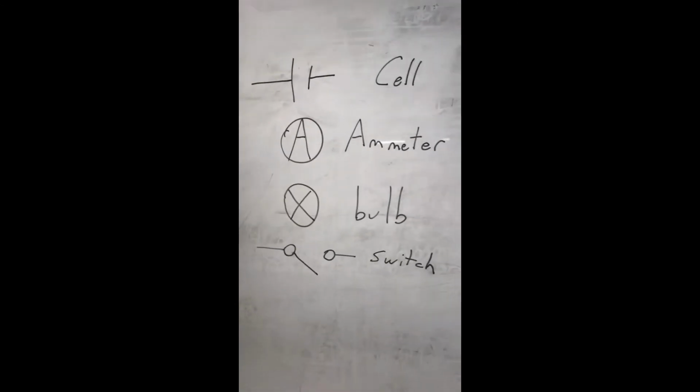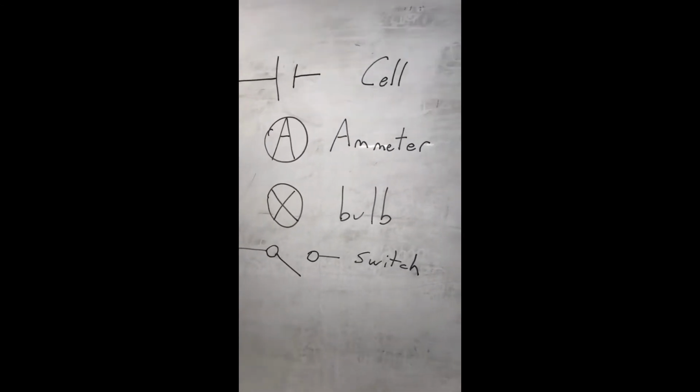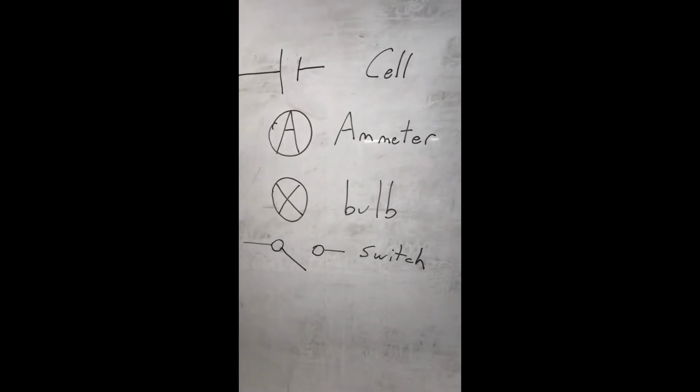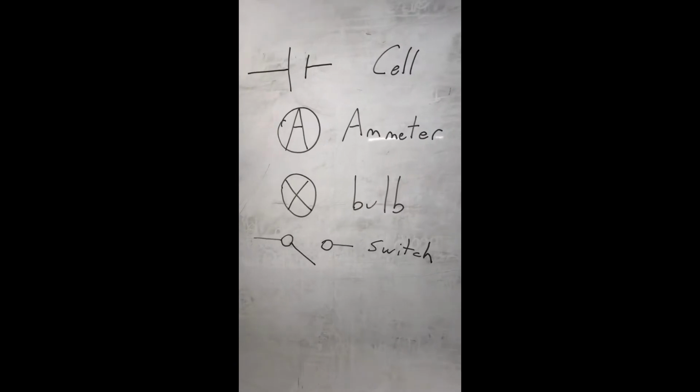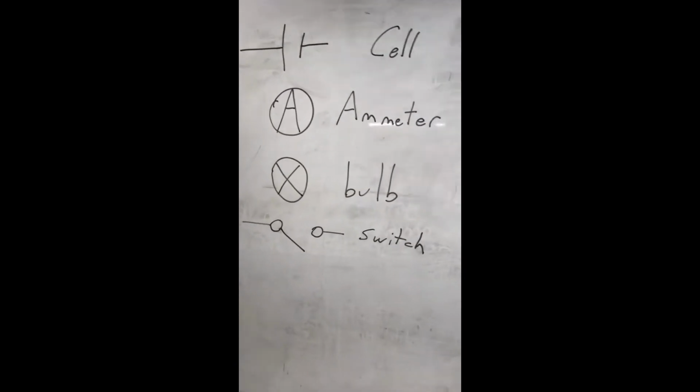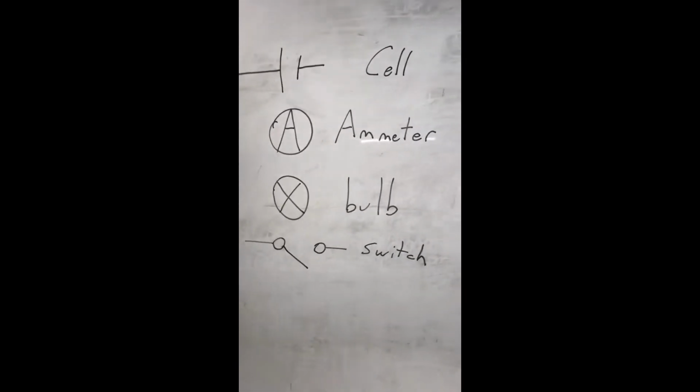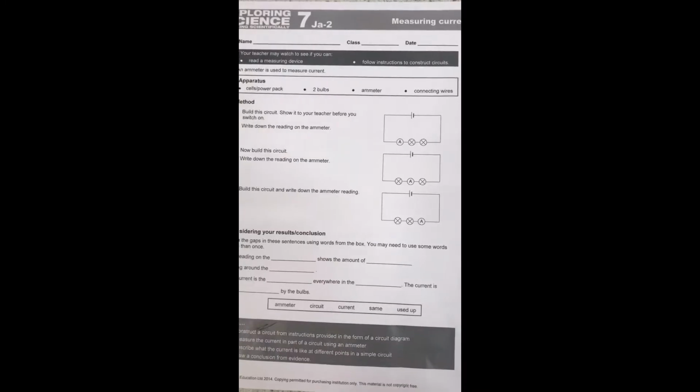The next symbol is an ammeter. Ammeters are used to measure the current in amps. Next, we have a bulb, and lastly, a switch. A switch turns the circuit on and off.